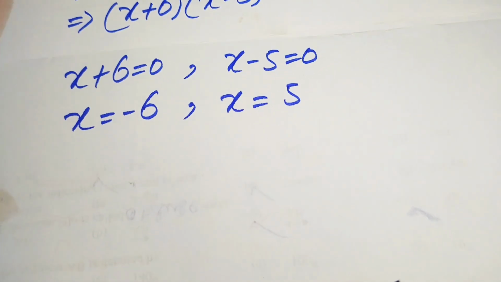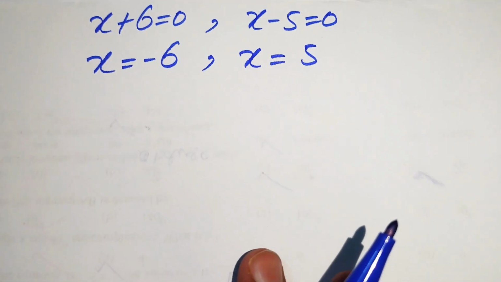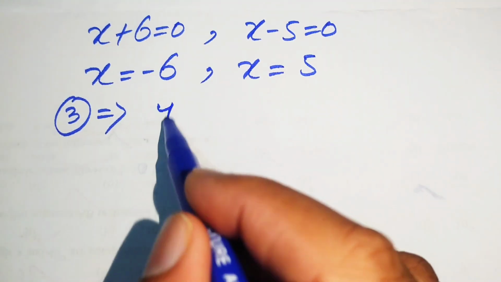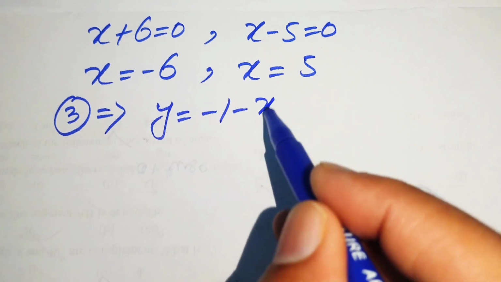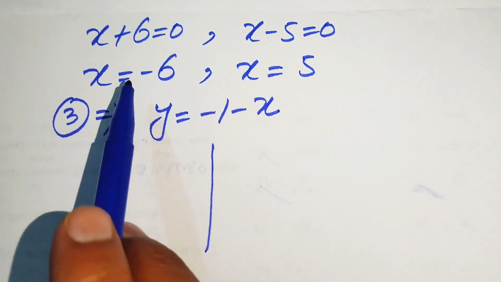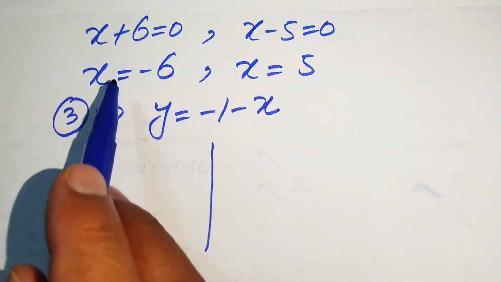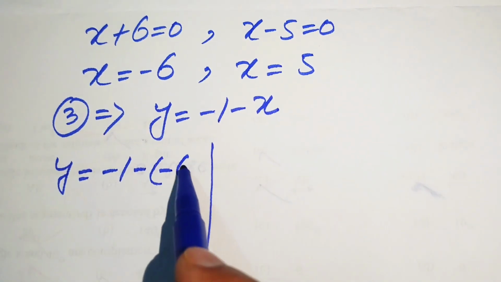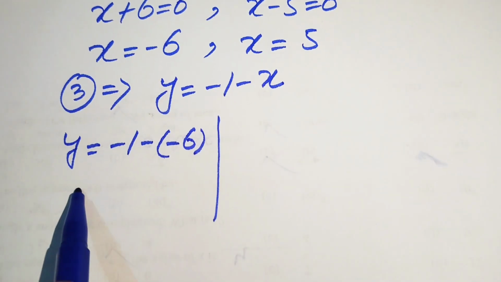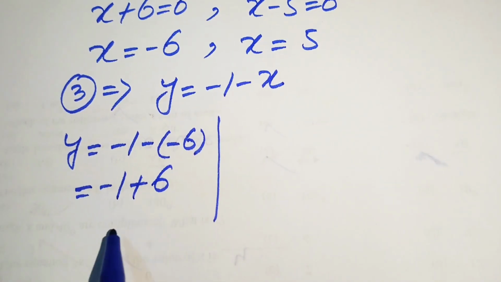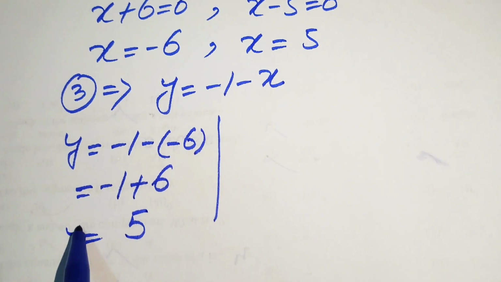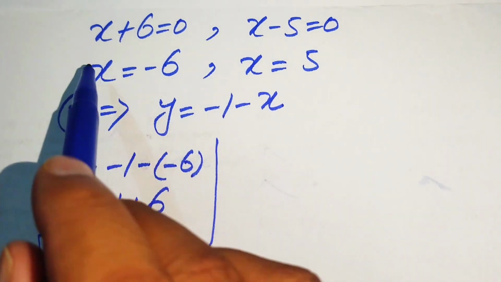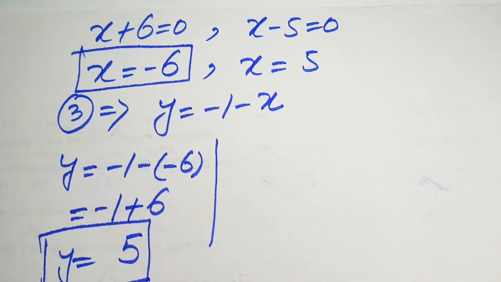So here we need equation number 3 in order to find the values of y. So here we just copy down our equation number 3. Equation number 3 implies that y equals to minus 1 minus x, and now we substitute the above two values of x here. So when we substitute this value of x here, it is written as y equals to minus 1 minus x, and the value of x is minus 6. So here we get minus 1 plus 6, and minus 1 plus 6 equals to plus 5. So this is the value of y corresponding to the value of x equals to minus 6.